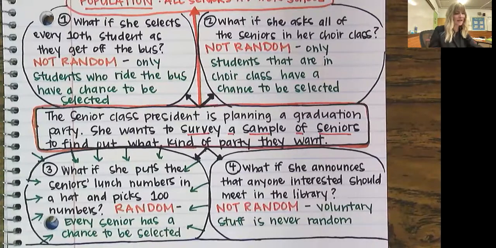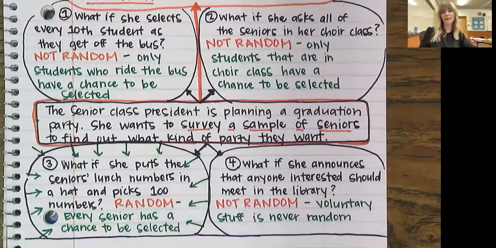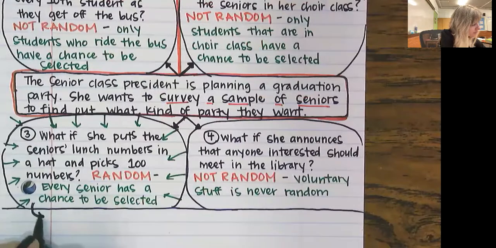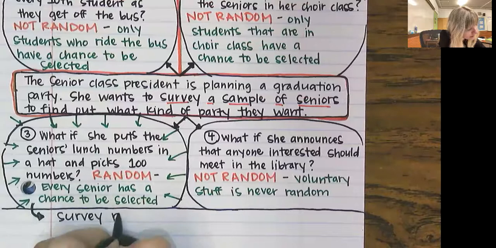So let's say that this is what the senior class president did. She put all the lunch numbers in a hat and she randomly drew out 100 names. So she has her sample now. And she asked these students what type of party they want. And so we're going to say she did this one. I'm going to draw an arrow down here and I'm going to say survey results.